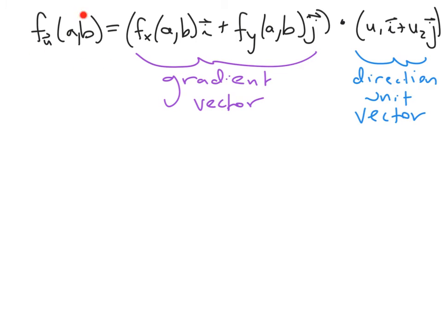When we want to compute the rate of change of a function at a point in a particular direction, we take the dot product of a vector that we call the gradient vector and a direction unit vector in that direction. This creates a weighted sum of the slope in the x direction and the slope in the y direction, and it gives us the rate of change of the function in an arbitrary direction.